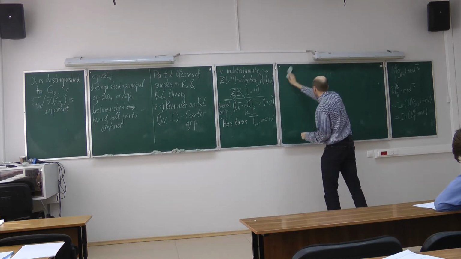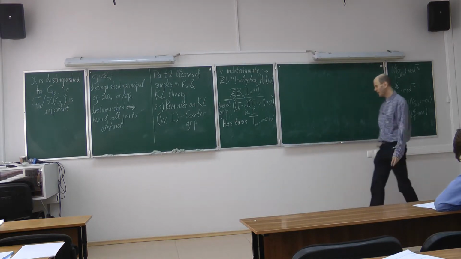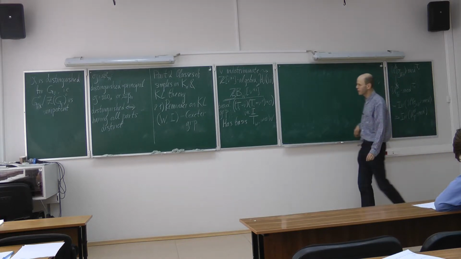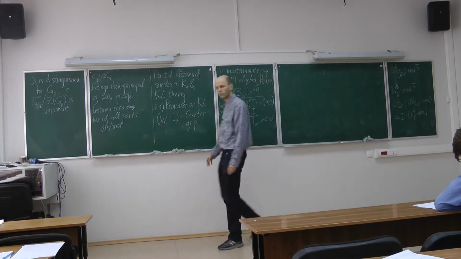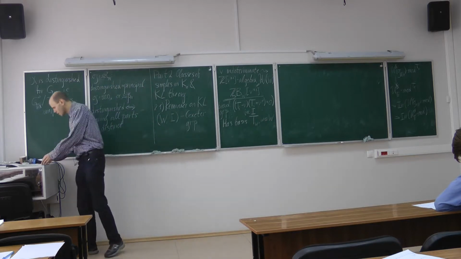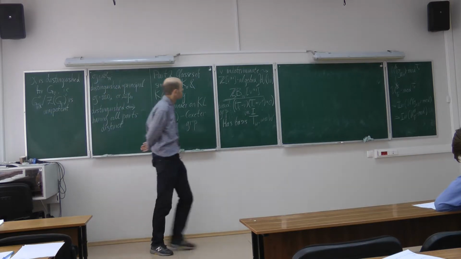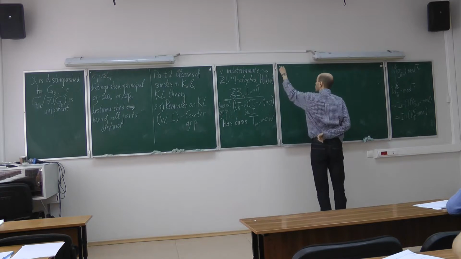And what Kazhdan and Lusztig discovered like 30 years ago is that one can define another distinguished basis called the Kazhdan-Lusztig basis. For this, we need a certain ring automorphism called the bar involution.